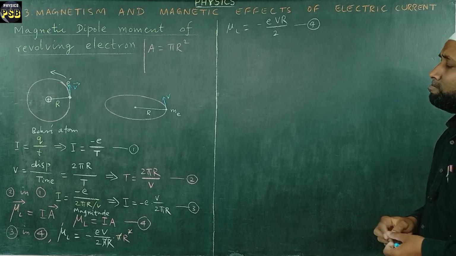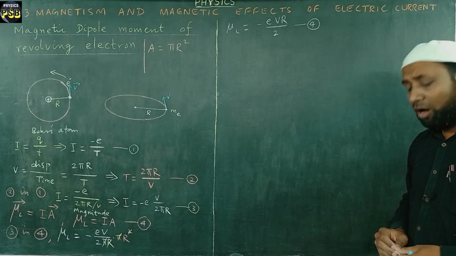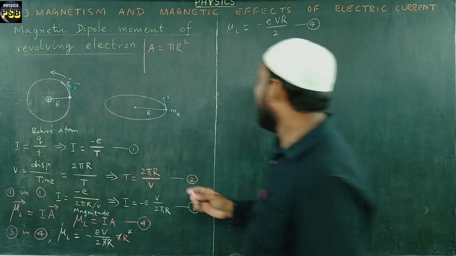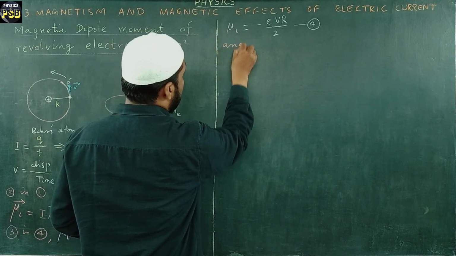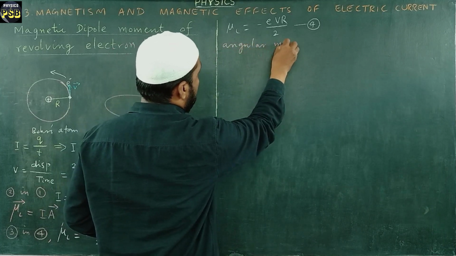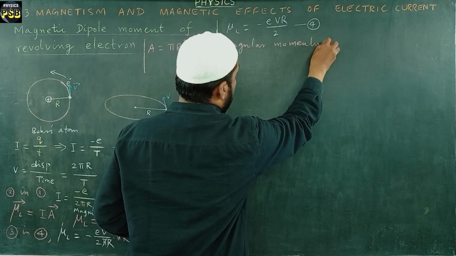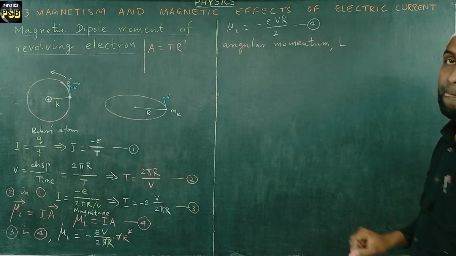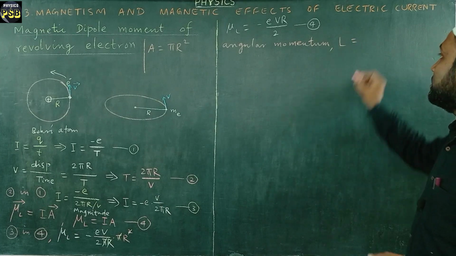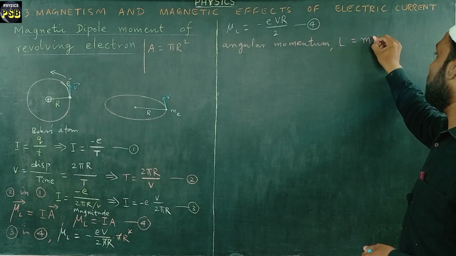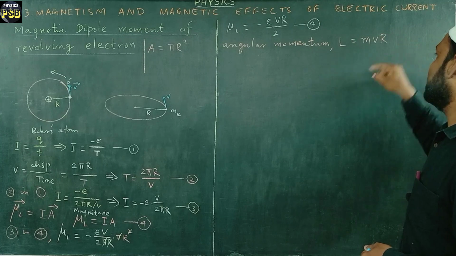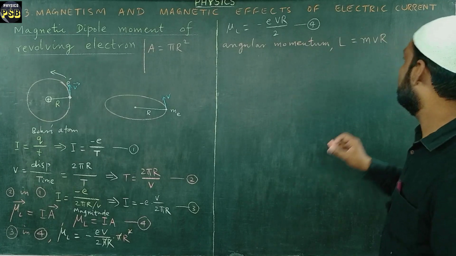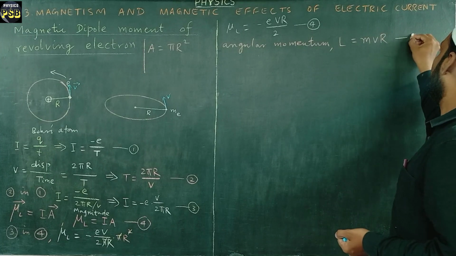Now I will write the expression for angular momentum. Angular momentum is represented by the letter L, which is the product of mass, velocity and radius. I take this as equation number 5.